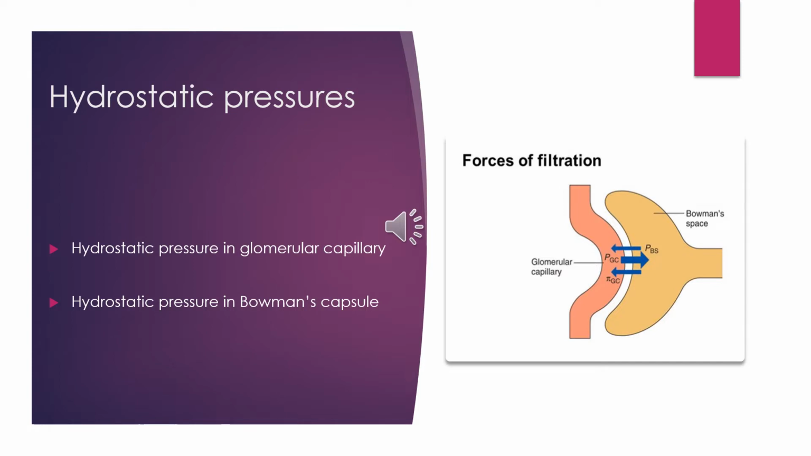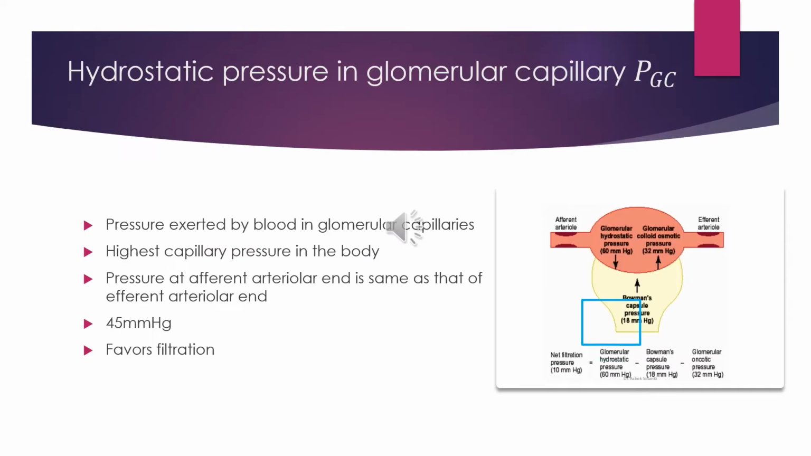Hydrostatic pressures. You know what hydrostatic pressure is? It is the pressure exerted by the fluid at equilibrium due to the effect of gravity. So here the hydrostatic pressures involved are hydrostatic pressure in the glomerular capillary and hydrostatic pressure in the Bowman's capsule. Let's see the hydrostatic pressure in glomerular capillary first. It's also known as glomerular capillary pressure, which is notated as PGC. So this glomerular capillary pressure is the pressure exerted by blood inside the glomerular capillaries.